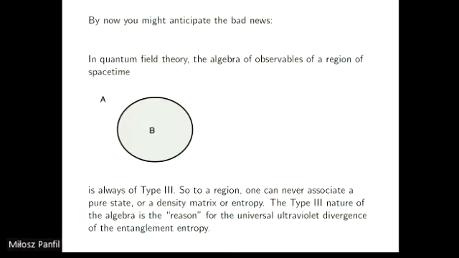By now, you may anticipate the bad news. In quantum field theory, the algebra of observables of a region is always of type 3. So to a region, we can never associate a pure state or a density matrix or entropy. The type 3 nature of the algebra is the reason for the universal ultraviolet divergence of the entanglement entropy. Or at least it's one way to explain why there is this ultraviolet divergence.